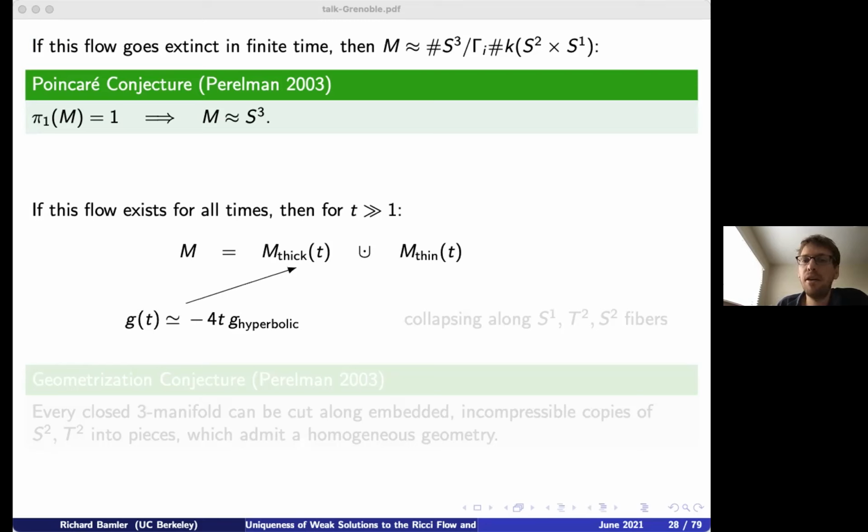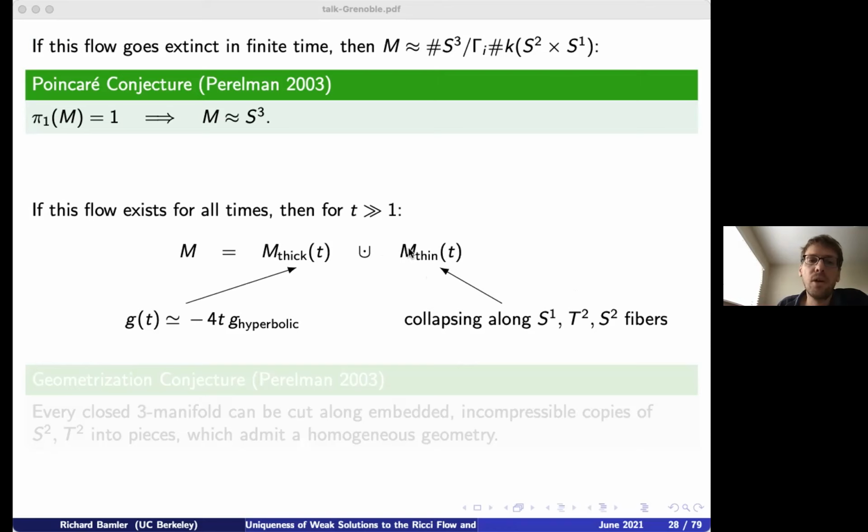On the thick part, the metric converges to a hyperbolic metric, while on the thin part, it collapses along certain fibers, S1, T2, and S2 fibers, with some lower curvature bounds. Okay, so this part is relatively technical, and I just want to give you some brief overview.